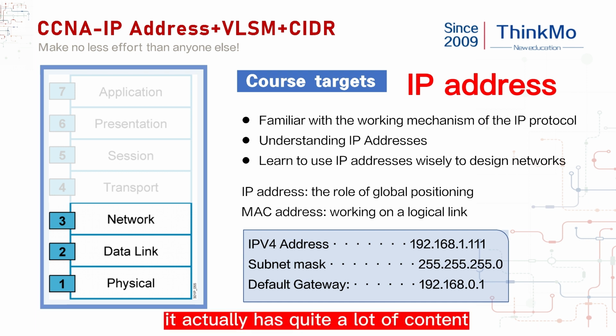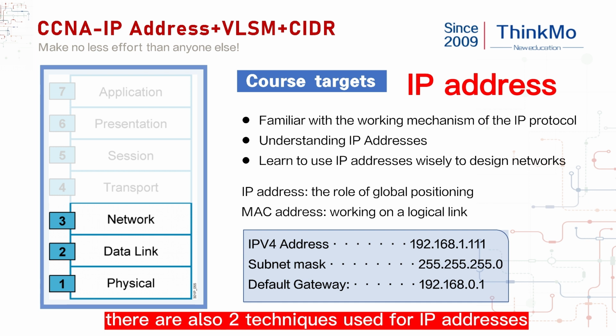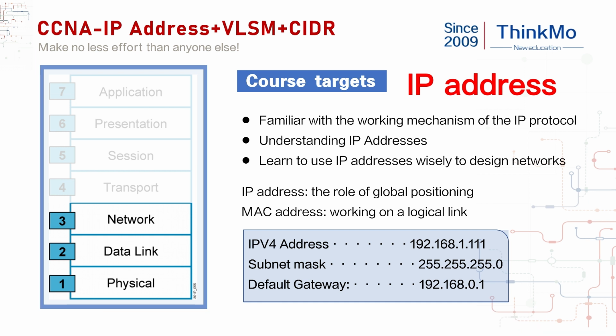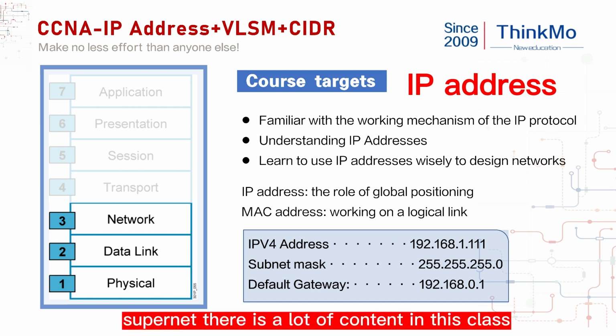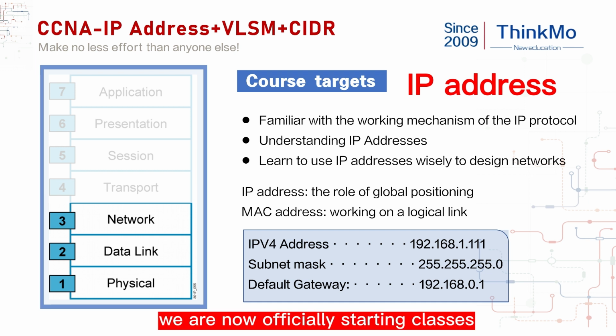It actually has quite a lot of content. We're going to talk about the basic components of an IP address, including its classification, and some special IP addresses. There are also 2 techniques used for IP addresses: one is the variable length subnet mask, called VLSM, and the other is SuperNet. There is a lot of content in this class, so I hope you will listen carefully. We are now officially starting classes.